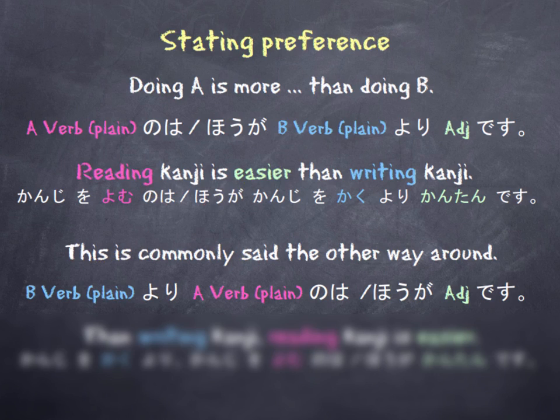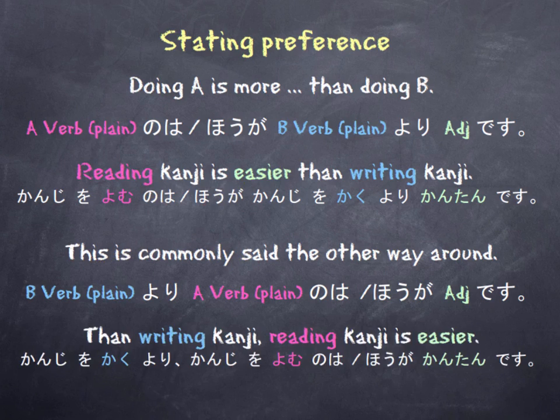So, for example, kanji o kaku yori kanji o yomu no wa kantan desu. Effectively, what we're saying is, compared to writing kanji, reading kanji is easier. So both sentences mean the same thing in the end, they're just structured a little differently.